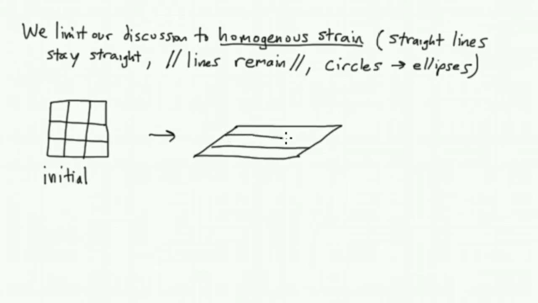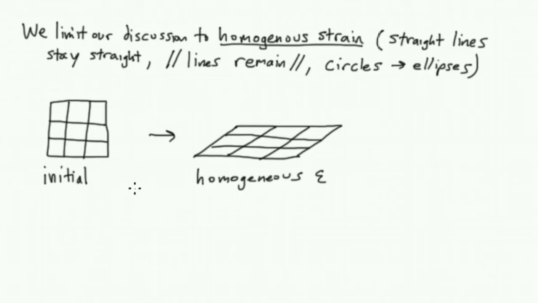Those lines that I just drew that are horizontal, they're still parallel to each other. The other set of lines are still parallel to each other. The lines are still straight. So this would be an example of homogeneous strain.